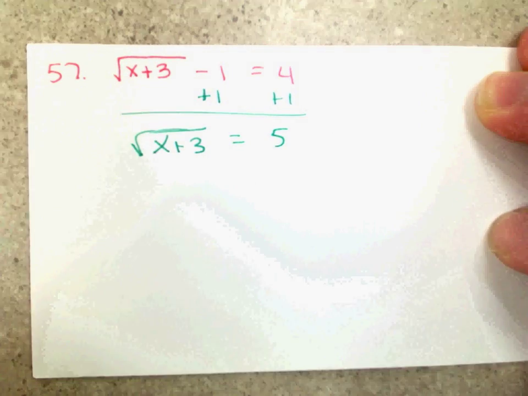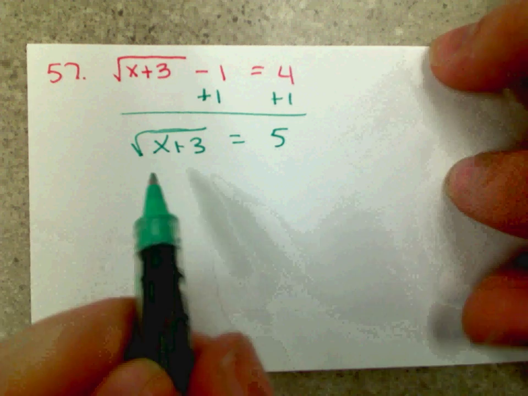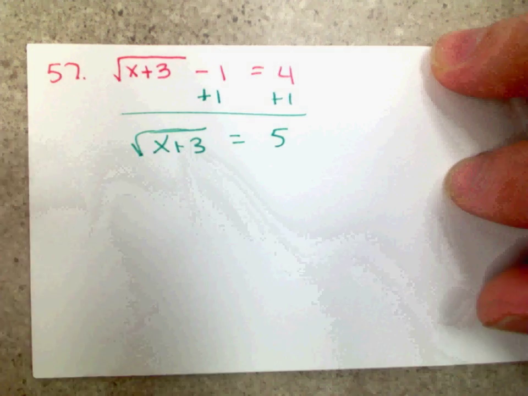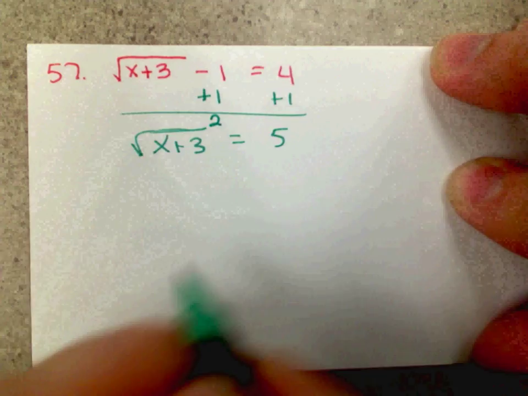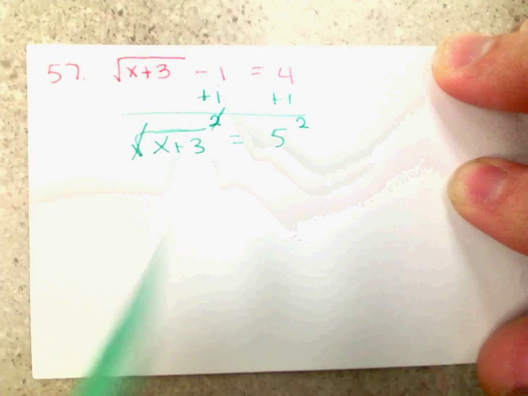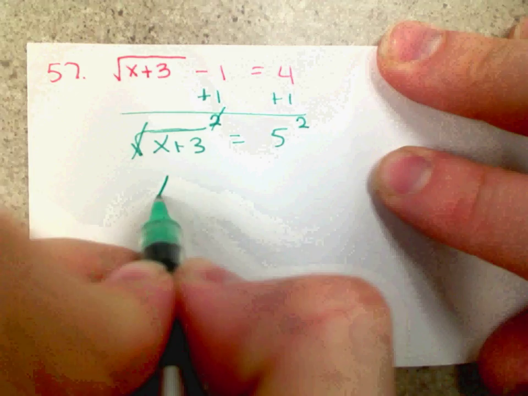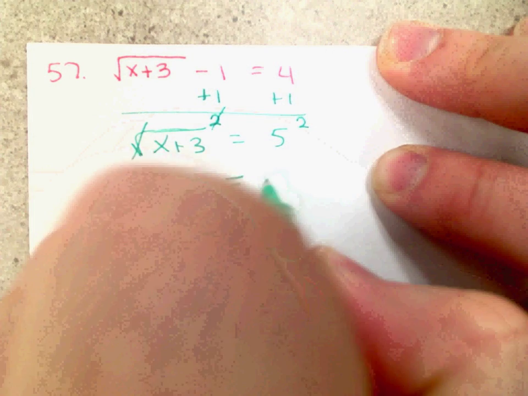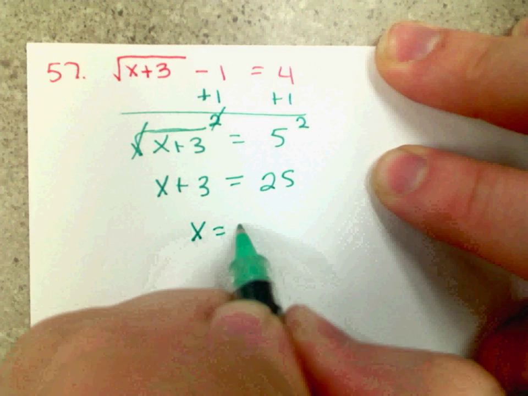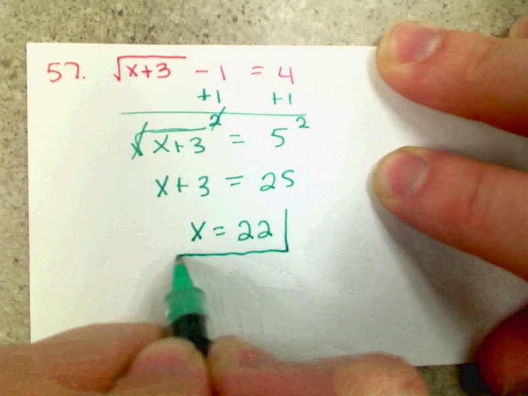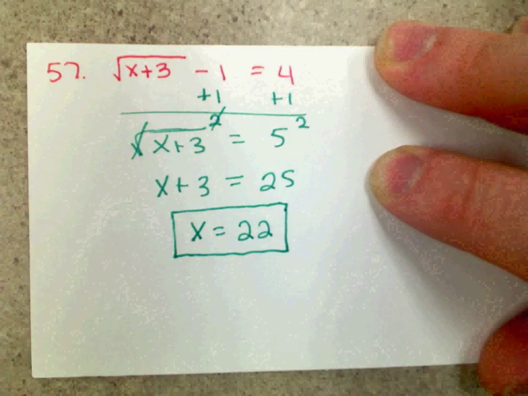It's not any different than any other algebra problem you run into. You just need to get rid of a square root. So you think, well, what would be the opposite or the inverse of a square root? And that would be a square. So you're going to get rid of it by squaring both sides. Now that leaves you x plus 3 equals 5 squared, which is 25. You can subtract 3 and get x equals 22.